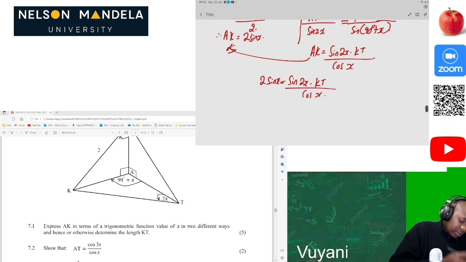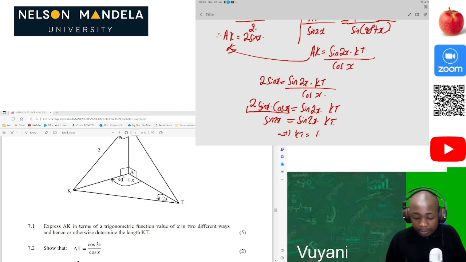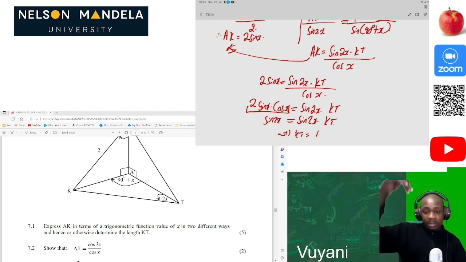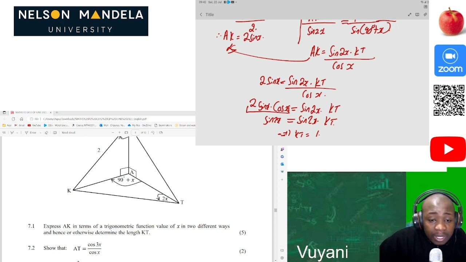So cross multiply that, that would be 2 sine x times cos x equal to sine of 2x times KT. This is also sine of 2x equal to sine 2x times KT. Then we can see that KT is equal to 1 because we divide both sides by sine 2x. Then we are happy there. We are happy. I am living a happy life.